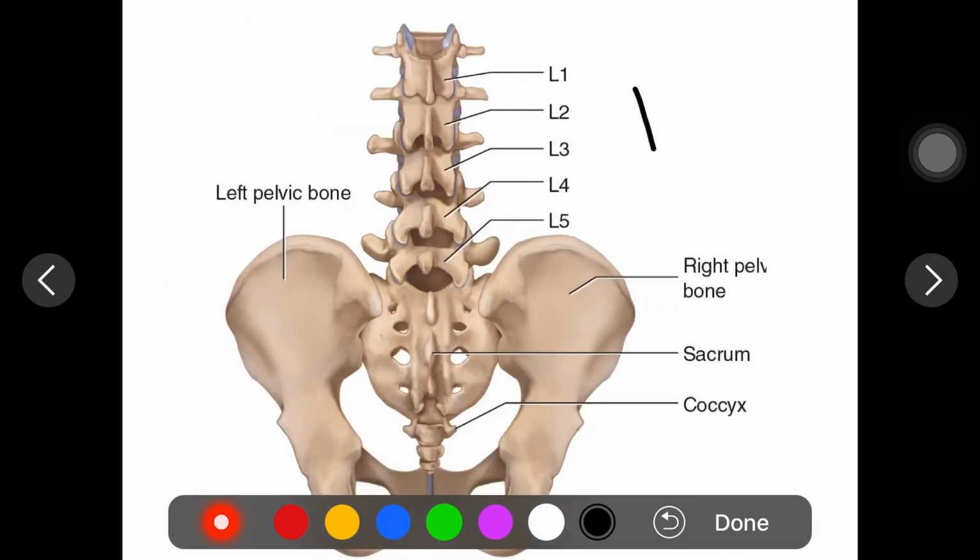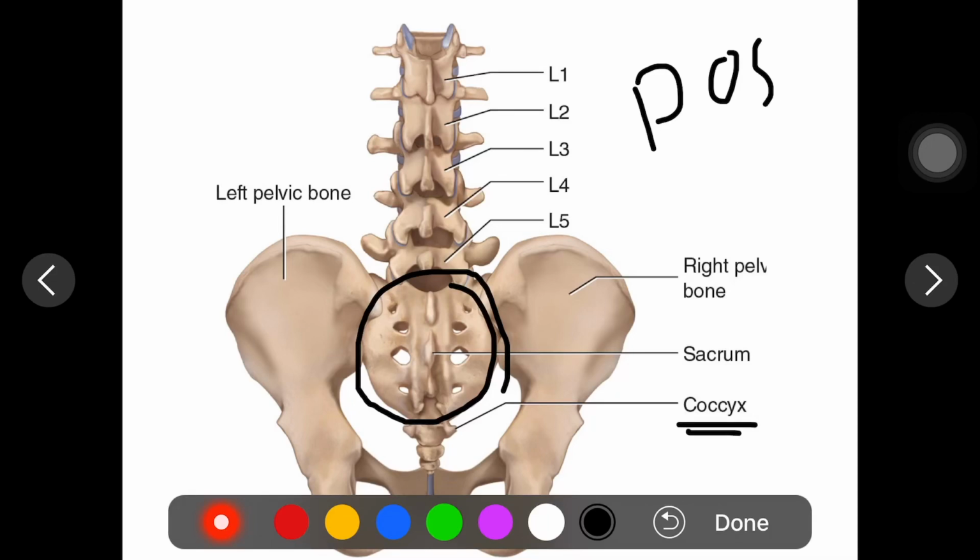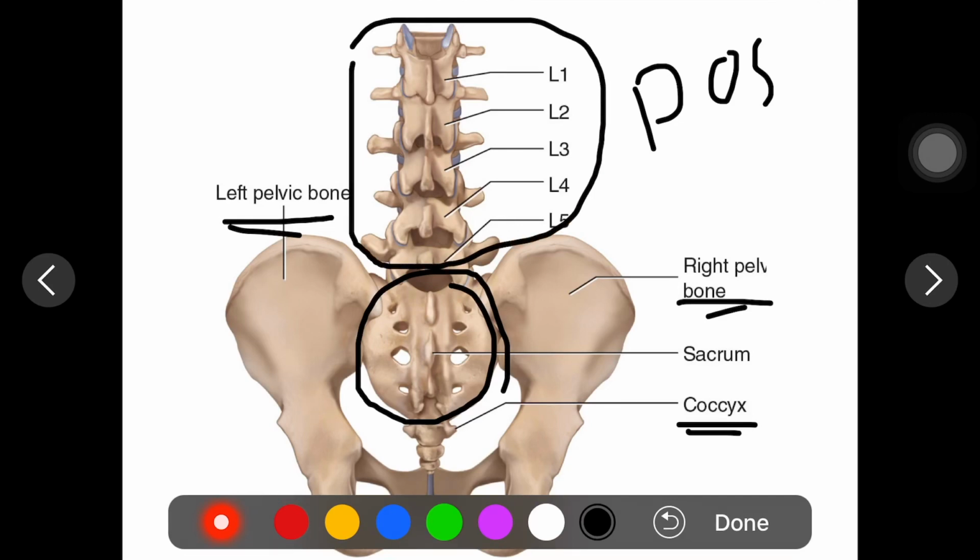Next is the posterior view. In the posterior view you will see the sacrum clearly. I will discuss it laterally in detail, and you also see the coccyx. Left pelvic bone, right pelvic bone, there is no specific structure. The vertebrae I will discuss laterally in a single video. So we will start by discussing each part apart.